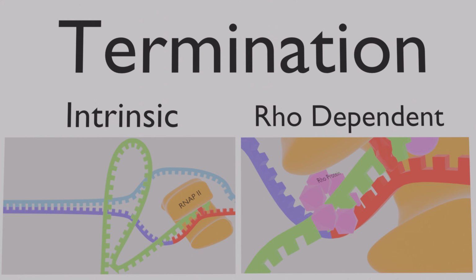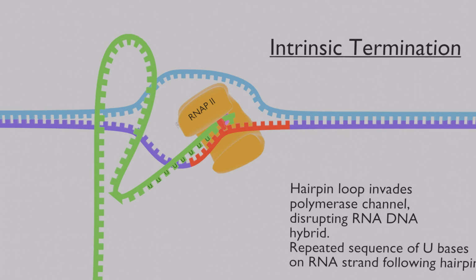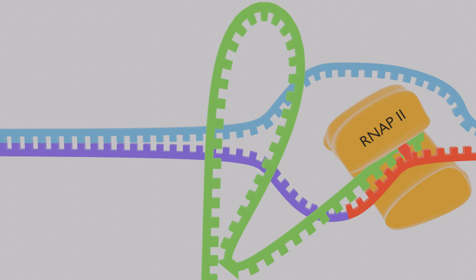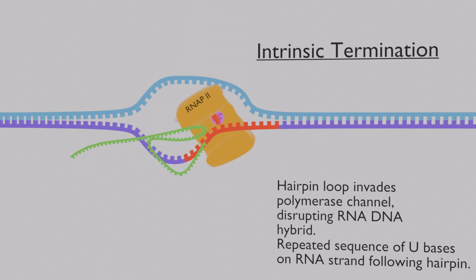There are multiple mechanisms of transcription termination. Intrinsic termination occurs when the RNA folds to form a hairpin loop at the termination sequence. The hairpin loop disrupts the RNA-DNA hybrid and prevents further elongation.